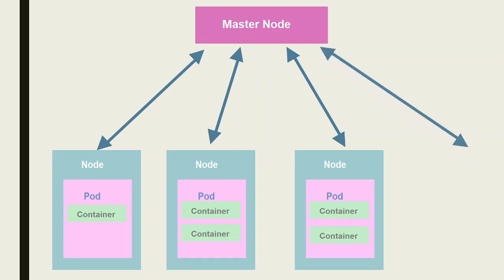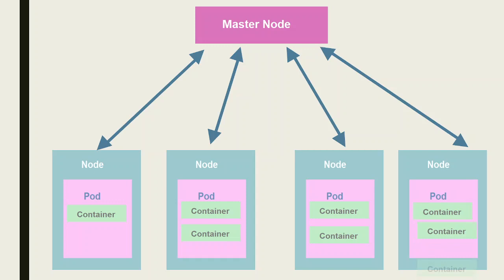And the worker node consists of the pod. The pod holds one or more containers upon it, and these containers can also be scaled, or the faulty containers can be replaced, recreated, and as many containers can be deployed as per the requirement.